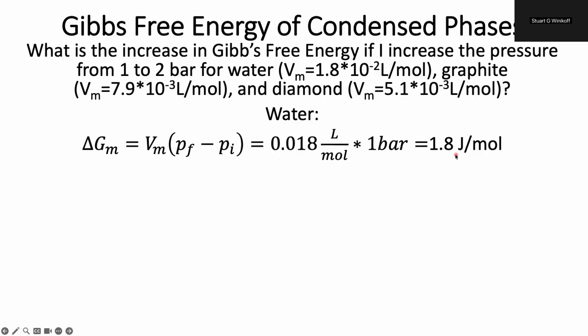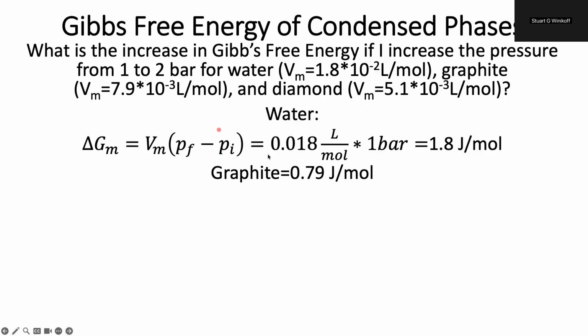So it turns out that for every bar of excess pressure I put onto a system, I'll increase the energy of the water by about 1.8 joules. Now, it's worth noting, this often is considered a relatively small amount and should be relatively ignorable for most cases. This is one of the reasons why we can generally consider the free energy of a condensed phase to be relatively invariant to pressure.